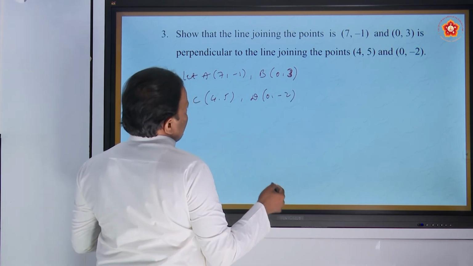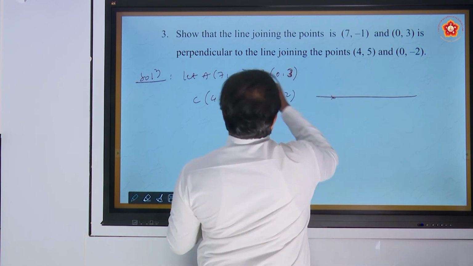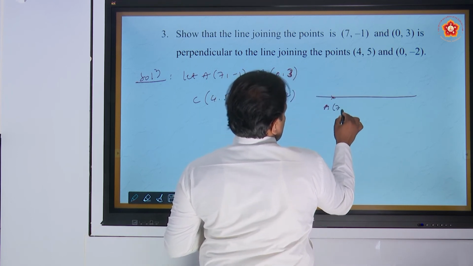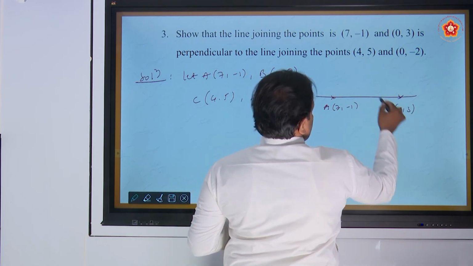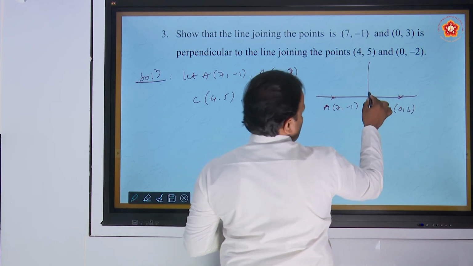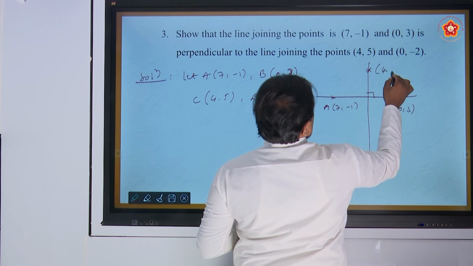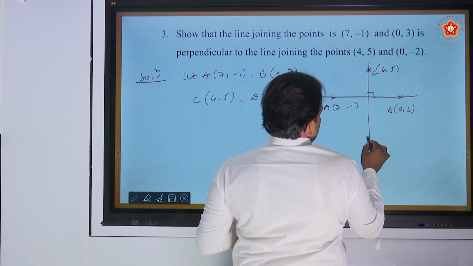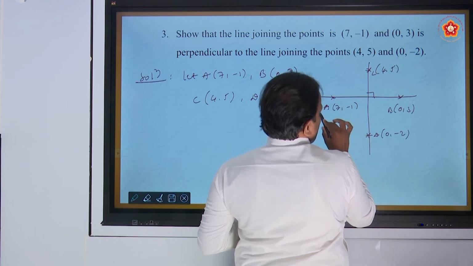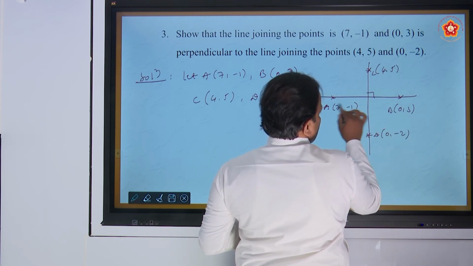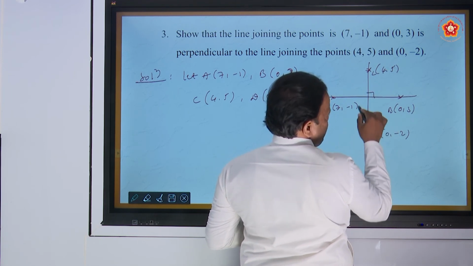See here, you have to show that the line joining points A, 7 comma minus 1, and B, 0 comma 3, is perpendicular, not parallel, to the line joining C and D. Perpendicular, this angle is 90 degrees. Take one more point here, 4 comma 5, say C, and D is 0 comma minus 2. Show that the product of the AB slope and the CD slope is minus 1. If the product of slopes is minus 1, then we say that the two lines are perpendicular.